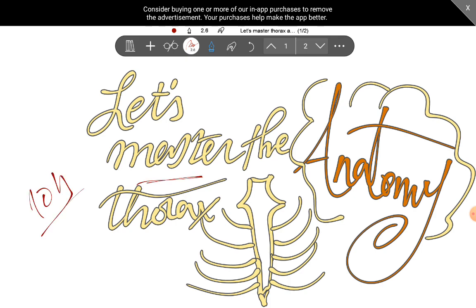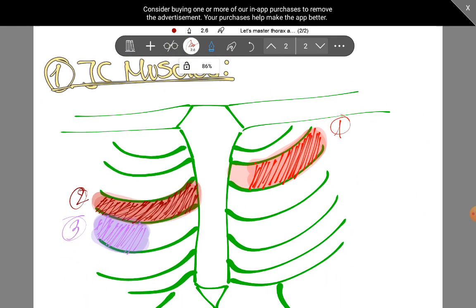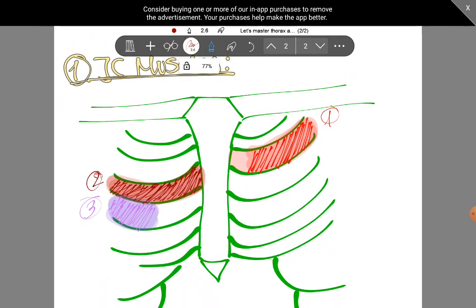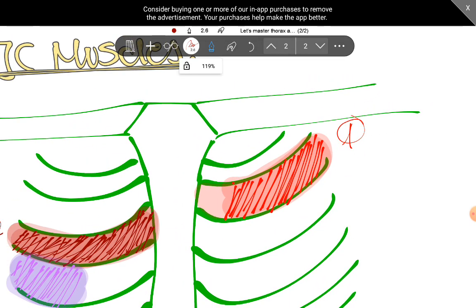Great. So to begin with, the first thing we're going to cover is the intercostal muscles. The intercostal muscles occupy the intercostal space between each two consecutive ribs. Okay, and the first muscle we're going to talk about is this one.